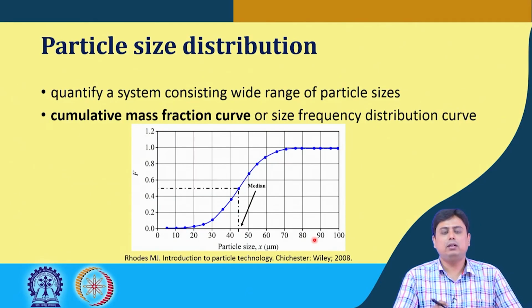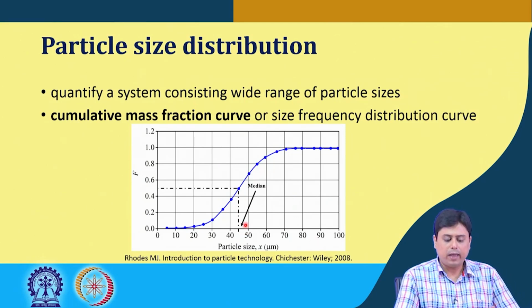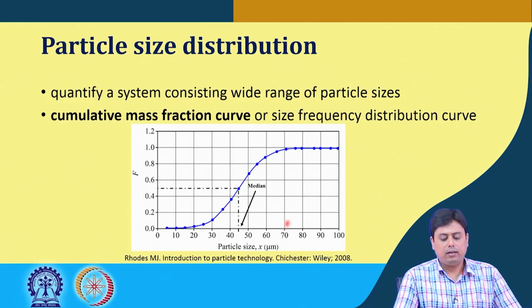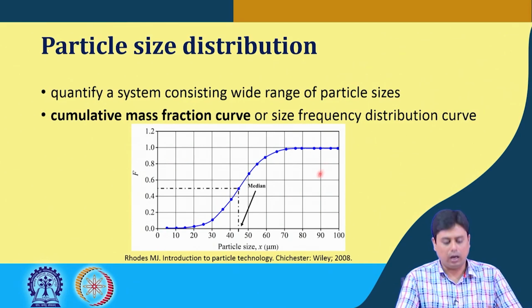Let us say whatever the mass of the particles below 50 micron size, you can find its mass fraction and plot that point. Similarly, for the particles below 70 micron, you can weigh them, find the overall mass fraction for that size, and get another point. By connecting these points, you come up with a cumulative mass fraction curve.